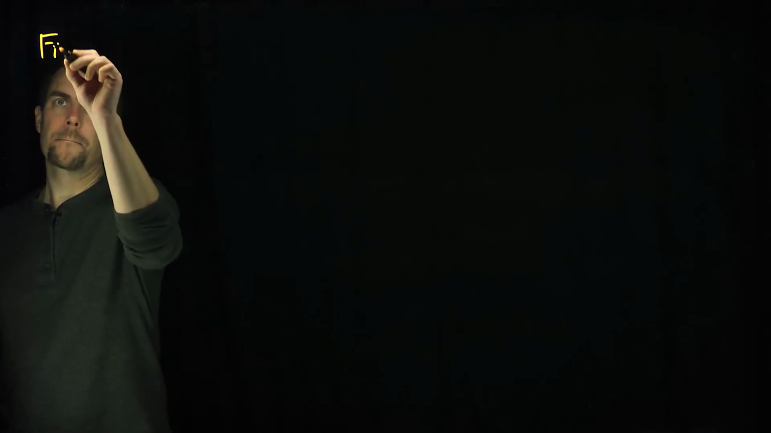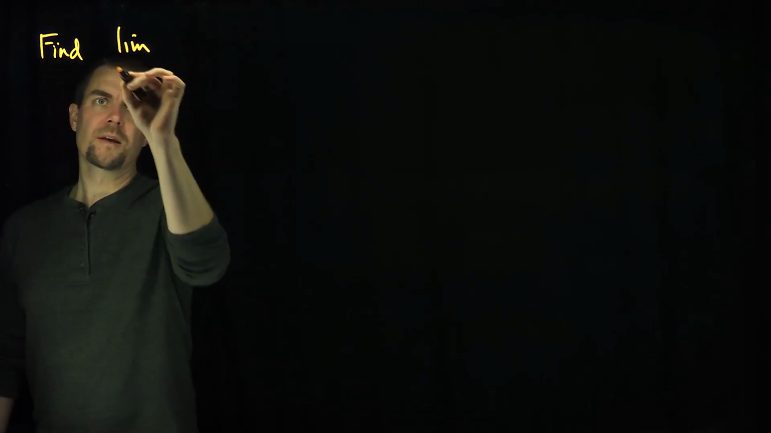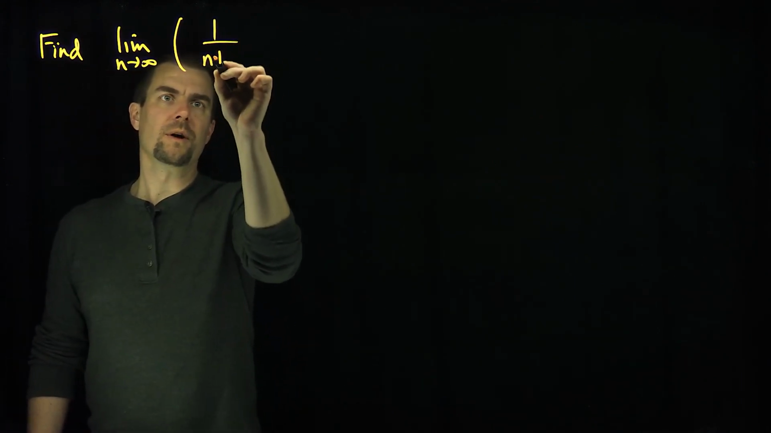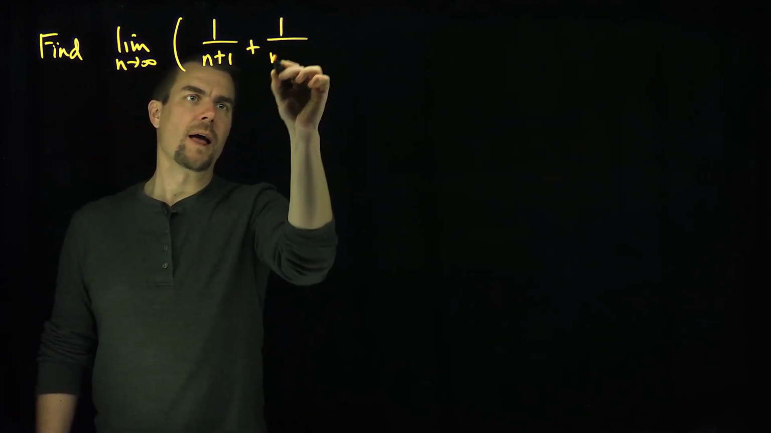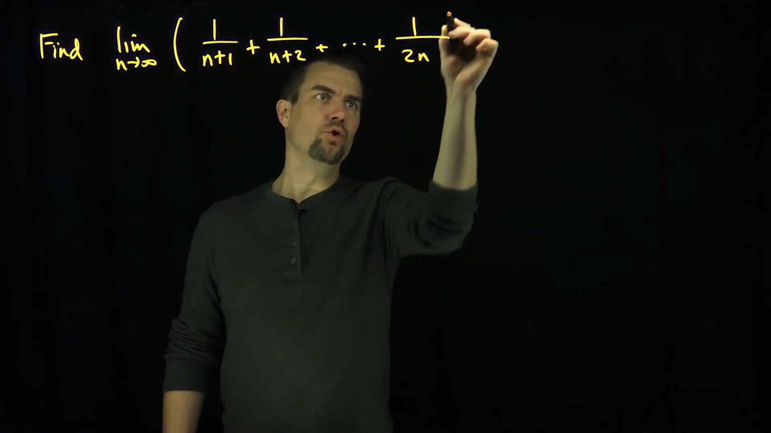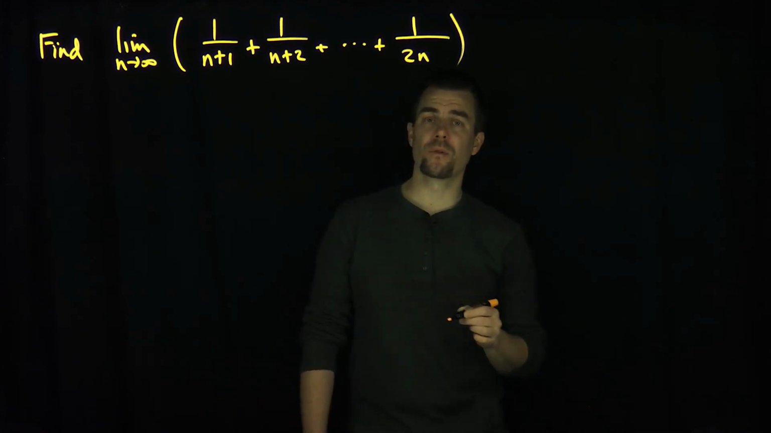Hello students, in this video we'll see an example of how to use a Riemann sum to evaluate a limit. Let's find the limit as n goes to infinity of 1 over n plus 1, plus 1 over n plus 2, plus all the way down to 1 over 2n. So I'd like to find the limit of this sum.